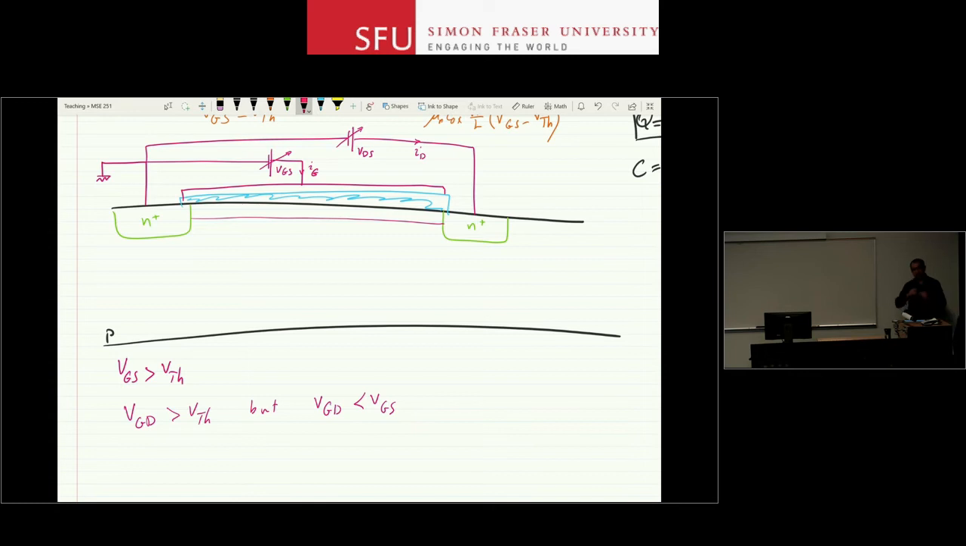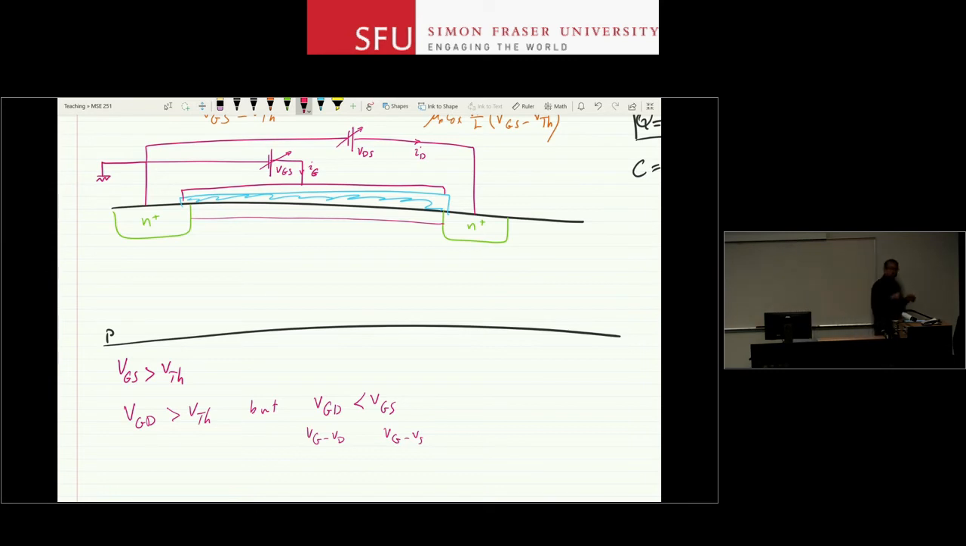Why? Because I'm adding a little bit of voltage to the drain end, right? So VGD is VG minus VD, and VGS is VG minus VS. VS is 0 in this circuit that we have. So if I add a little bit of voltage to the drain end, VGD will be less than VGS.